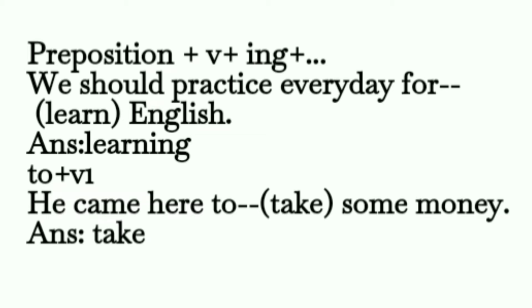Then only to is exceptional. We can say that to plus V1. That means after to you have to use the base form of the verb. Here we can see the example. He came here to take some money. We can see the preposition to, and after to the answer will be take. He came here to take some money.